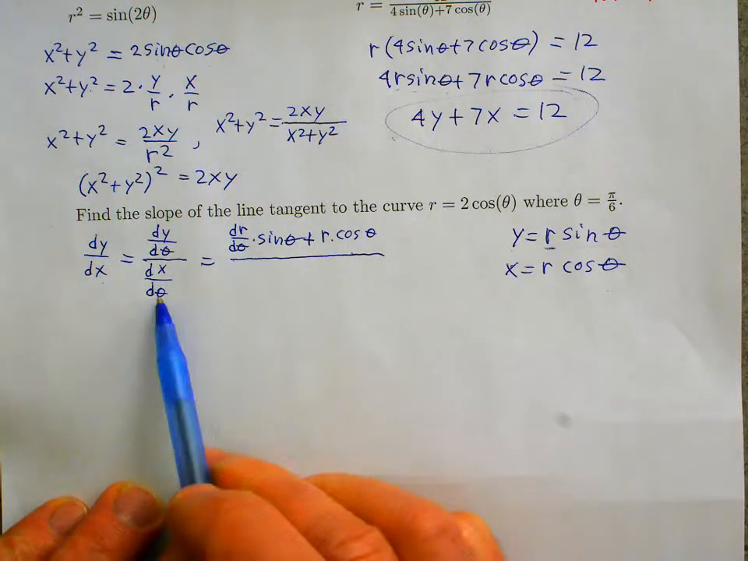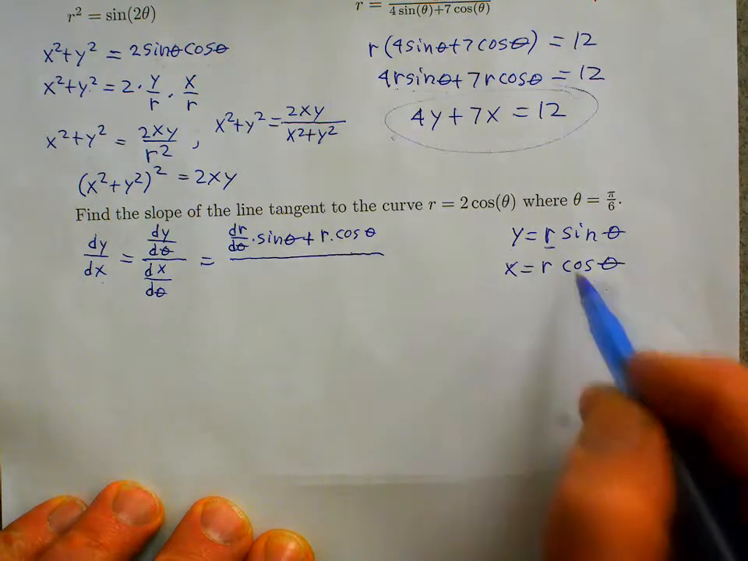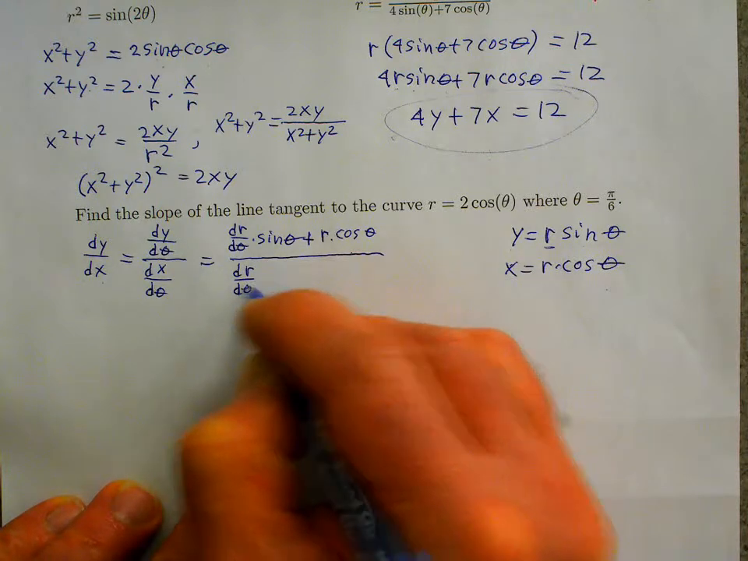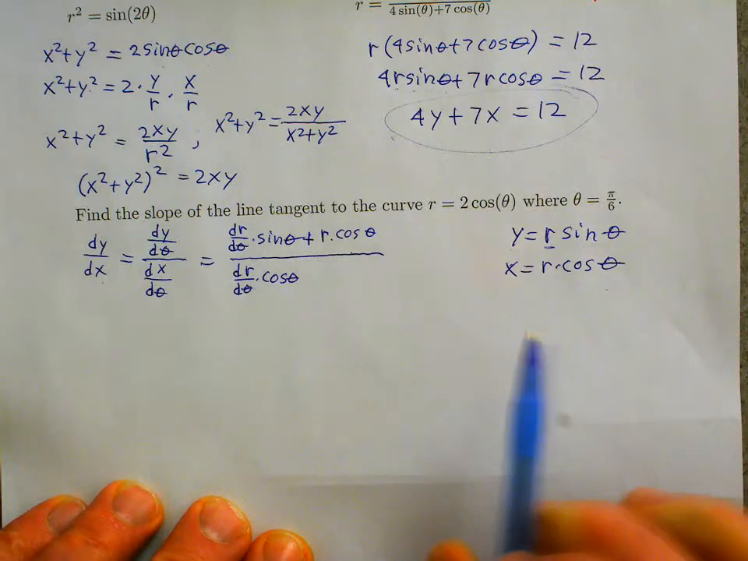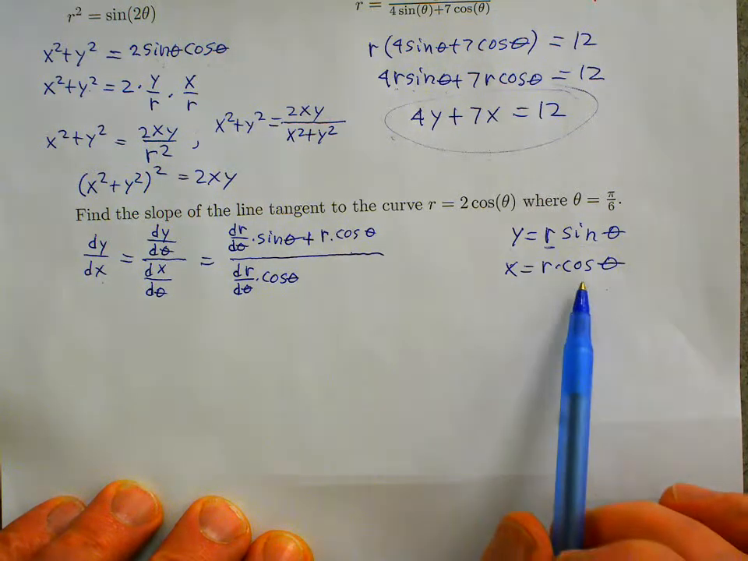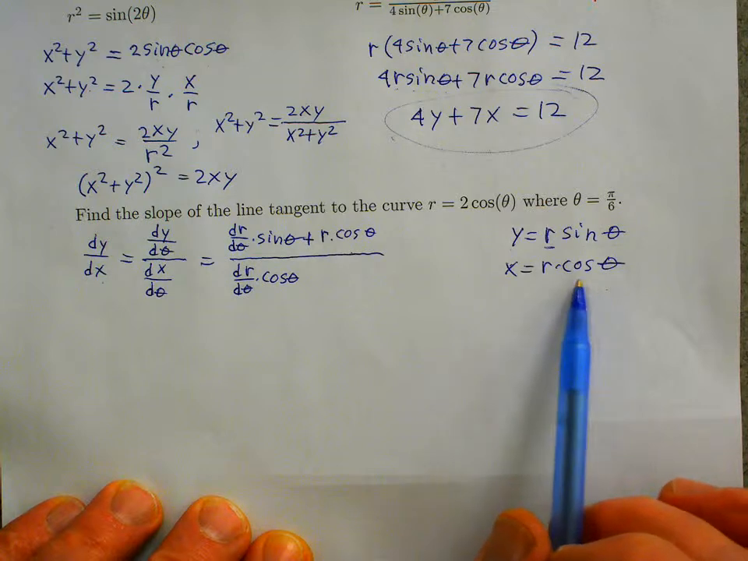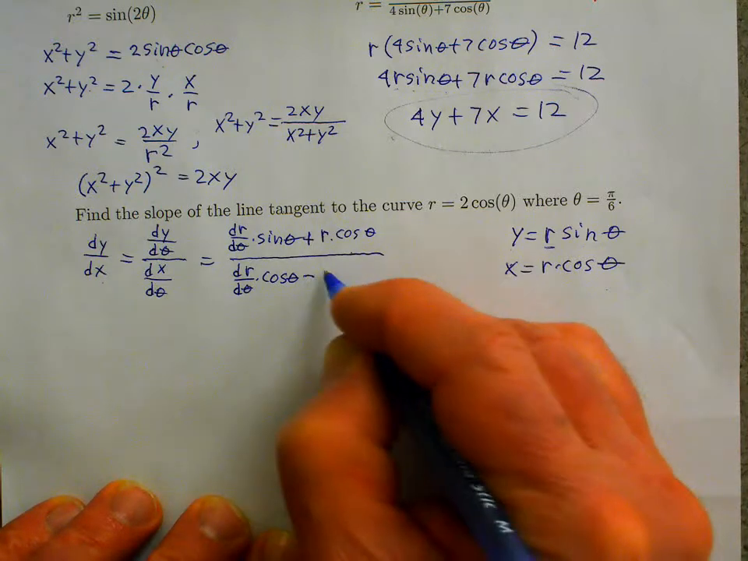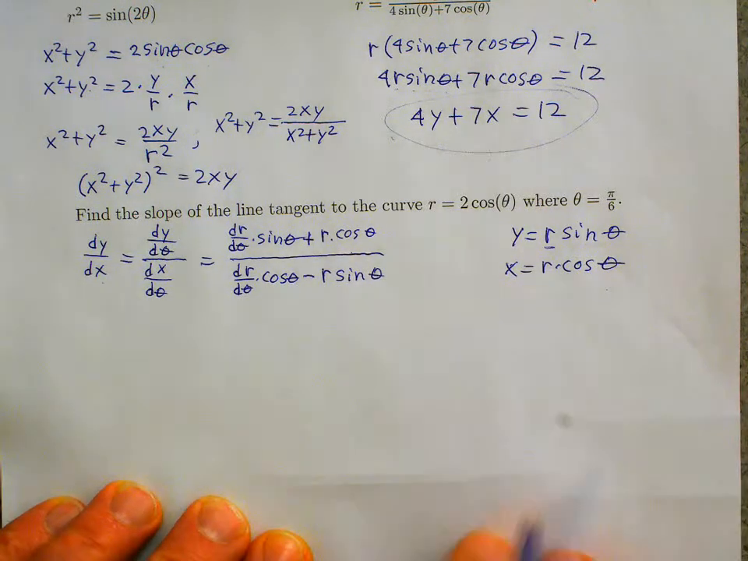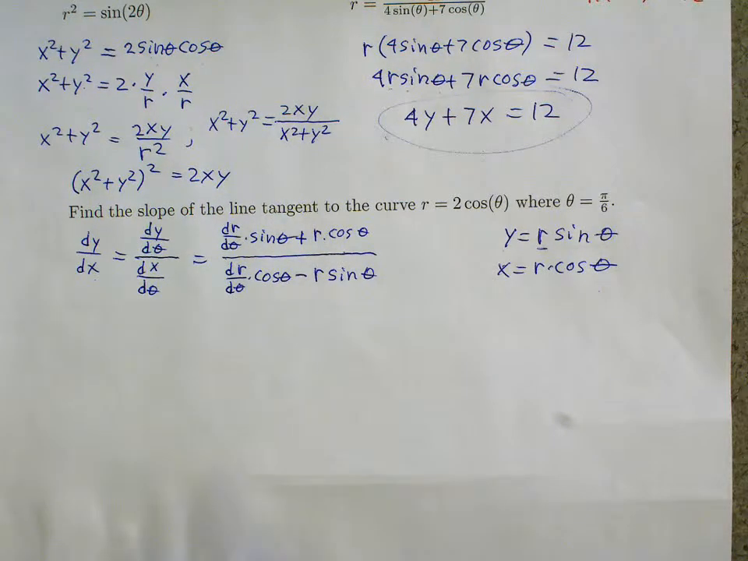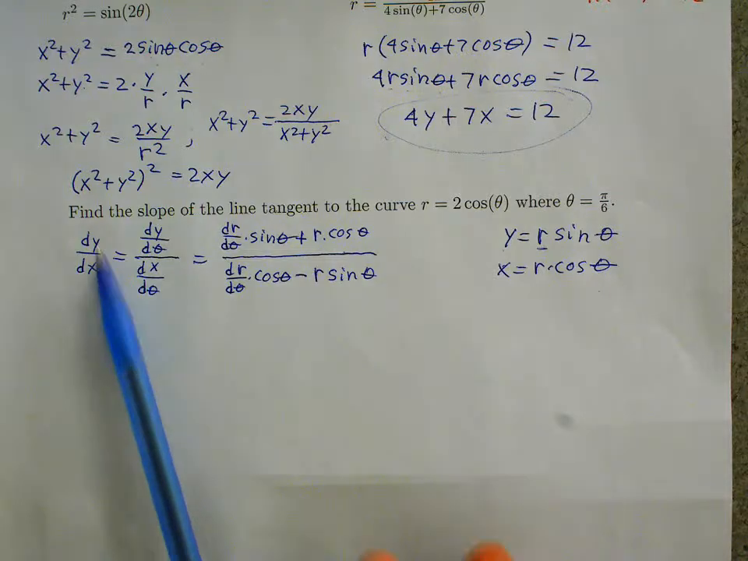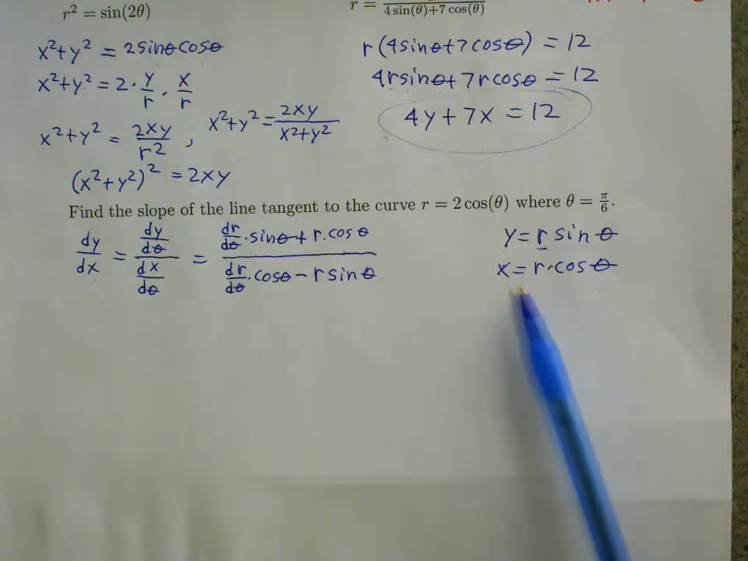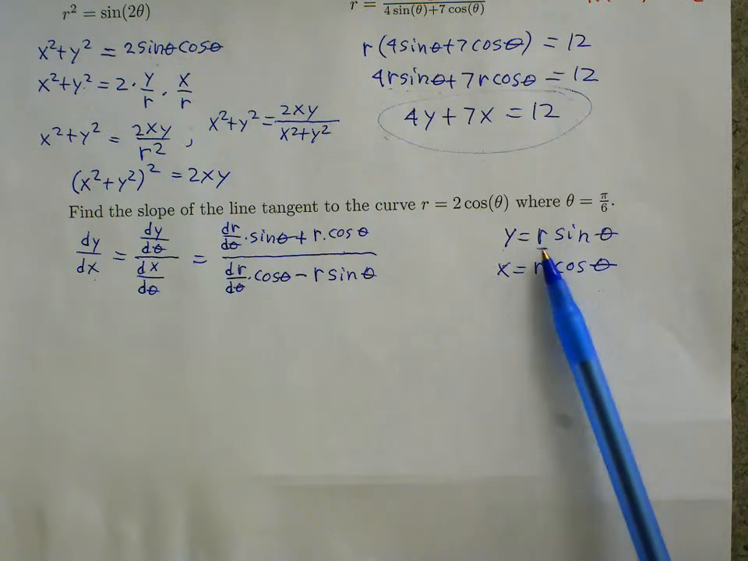And then in the denominator, the derivative of x with respect to theta, we write the derivative of r with respect to theta times cosine of theta, and then plus r times the derivative of cosine of theta with respect to theta, which is negative sine of theta. So since we're adding a negative, we'll just write minus r times sine of theta. Okay, this is our derivative formula, the derivative of y with respect to x, when x and y are defined parametrically with coordinates r of theta.